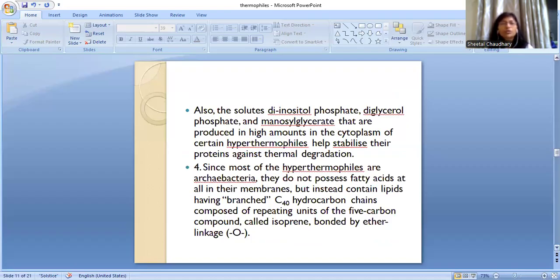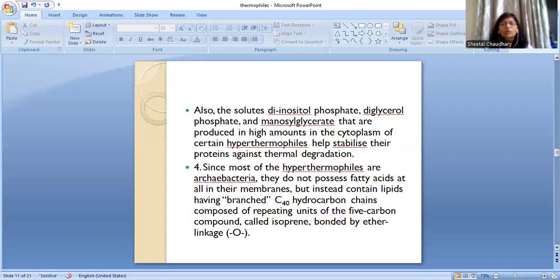Also, solutes such as diinositol phosphate, diglycerol phosphate, and mono-glycerate that are produced in high amounts in the cytoplasm of certain hyperthermophiles help stabilize their proteins against thermal degradation.